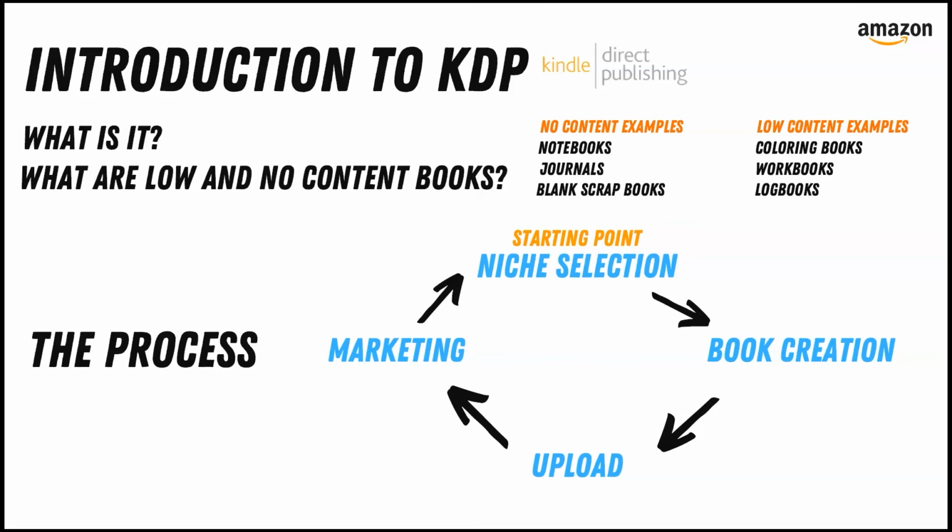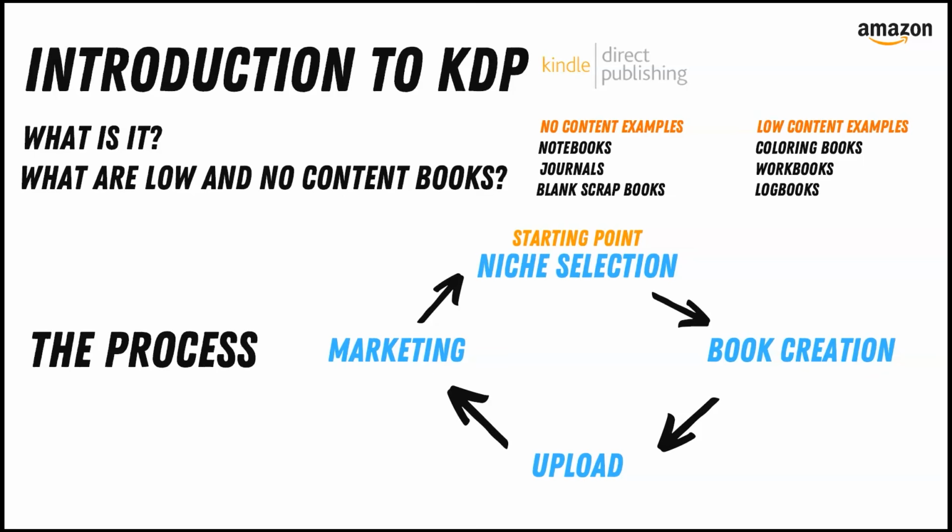Now, KDP offers what they call print on demand. Print on demand is the ability for publishers to load their books up to Amazon, and they actually don't hold any printed books in their factories or warehouses. As soon as someone purchases your book on Amazon, it is printed within pretty much 24, 48 hours and then distributed from that warehouse. So they don't have any inventory or books sitting there, and that's what's called print on demand. Now, what are low and no content books?